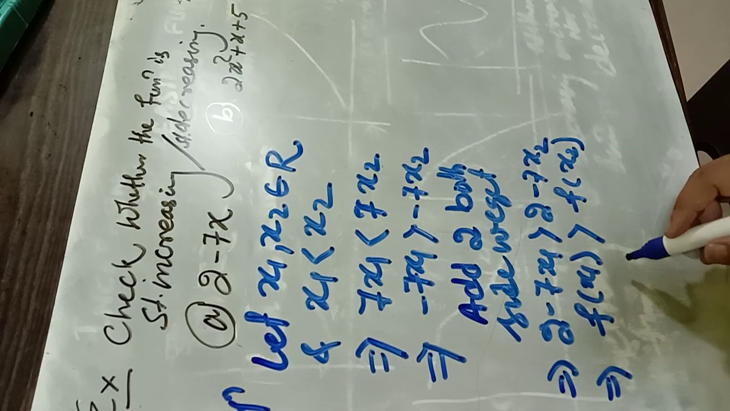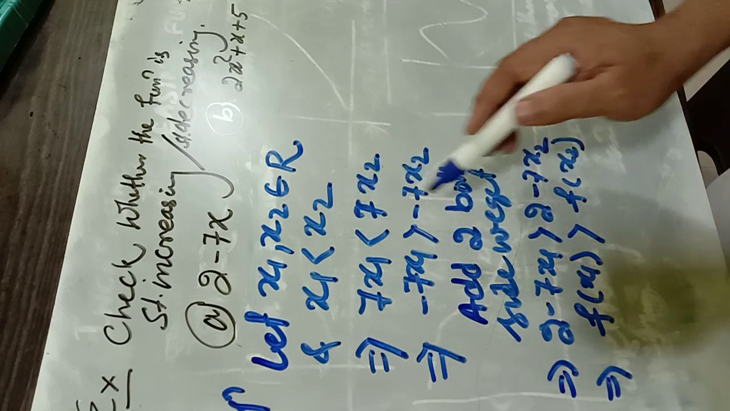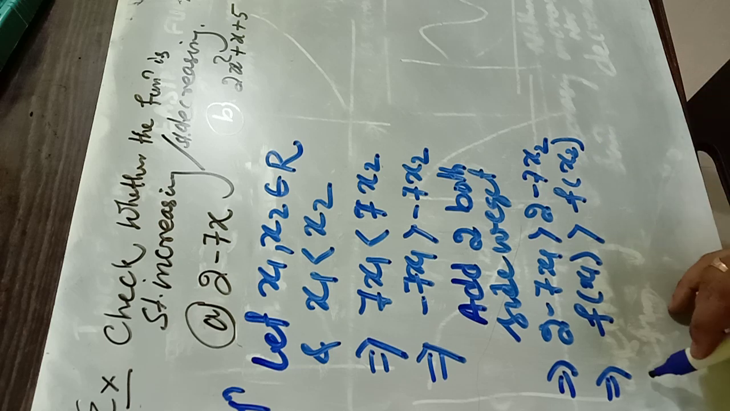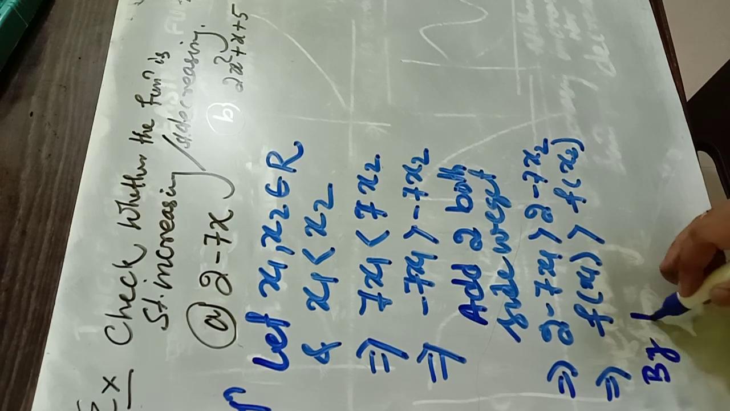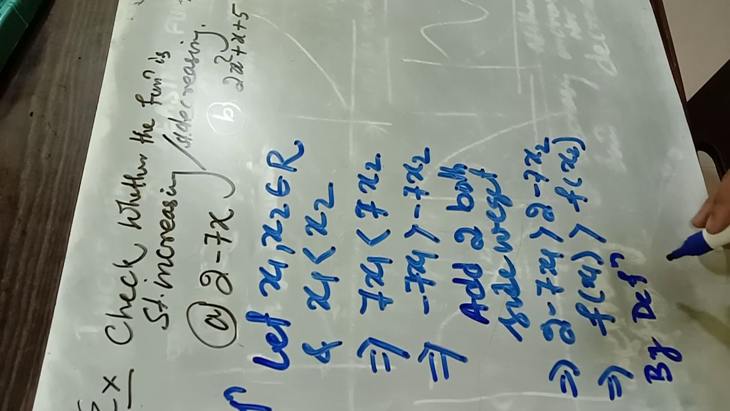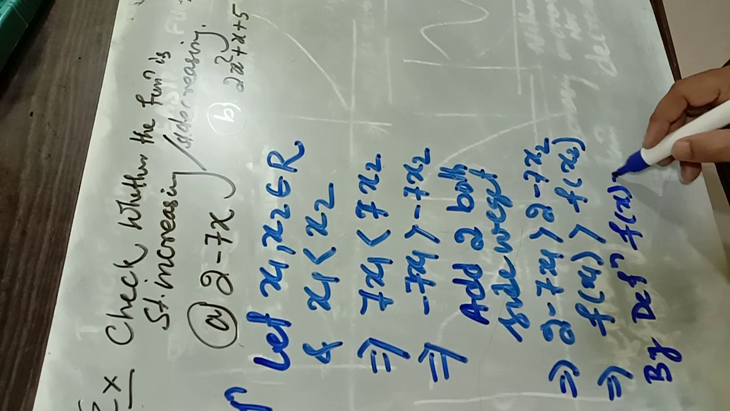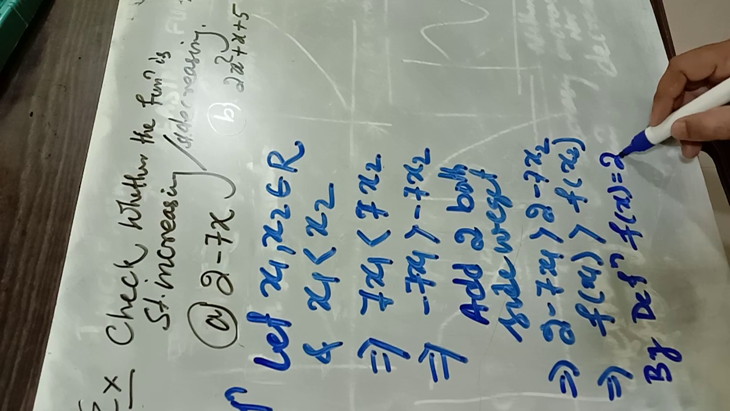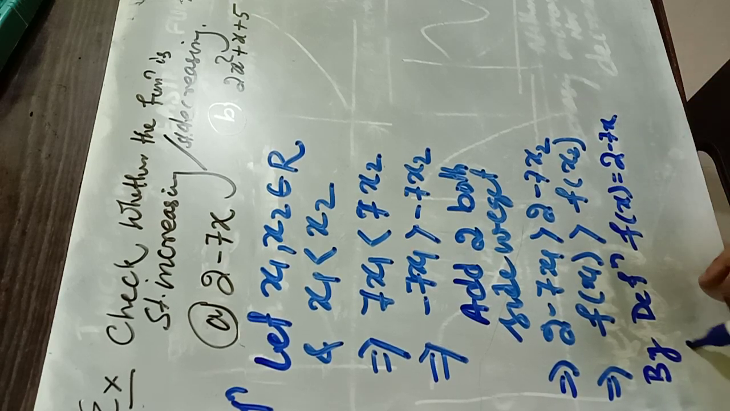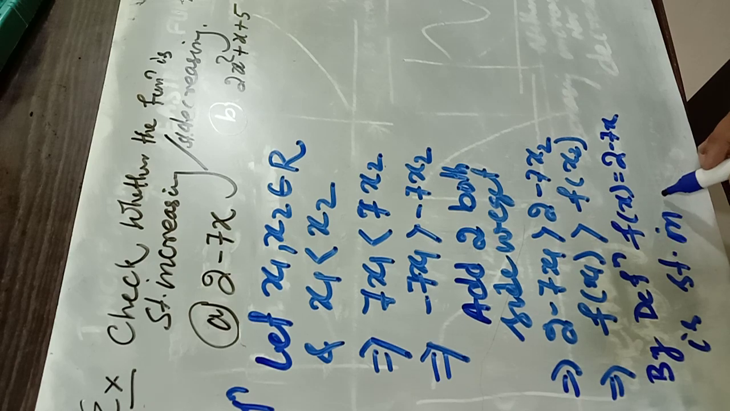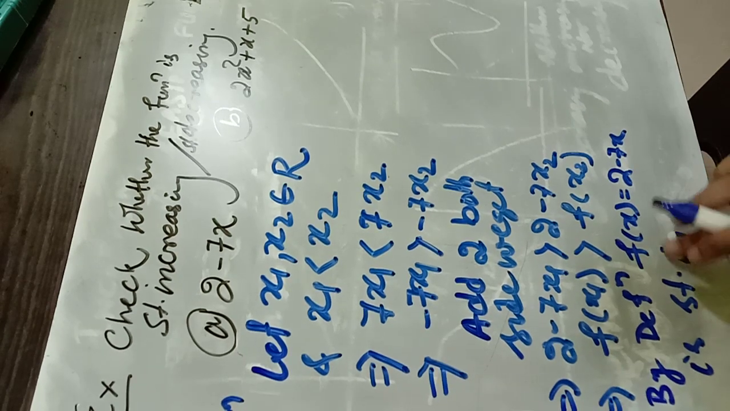Then what are you finding? x1 less than x2 implies f of x1 greater than f of x2. So by definition, what you have got is that f of x equals 2 minus 7x is decreasing.